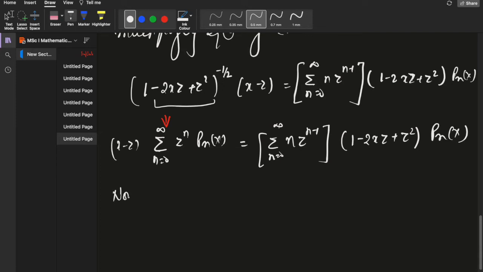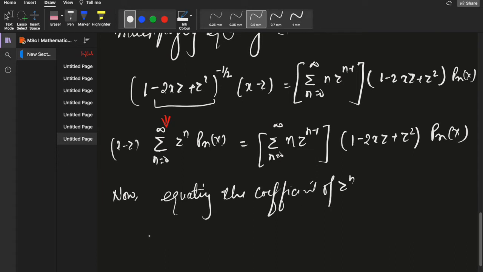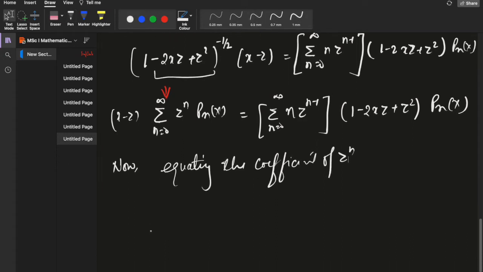Alright, now we will equate the coefficient of z to the power n from here. So this will give me what?